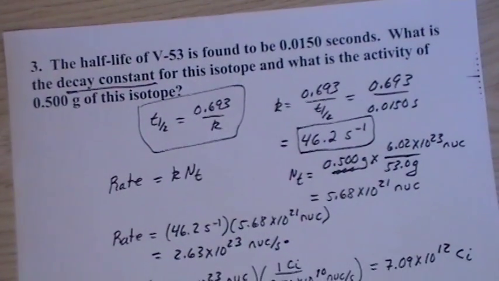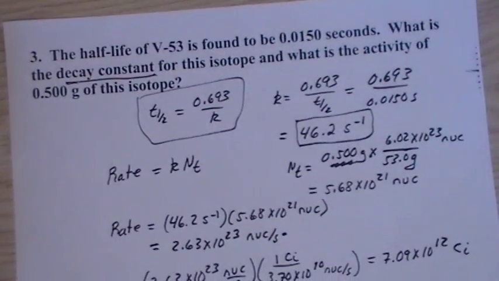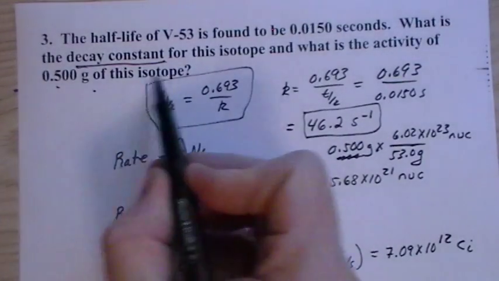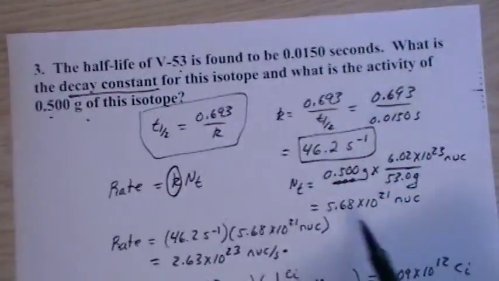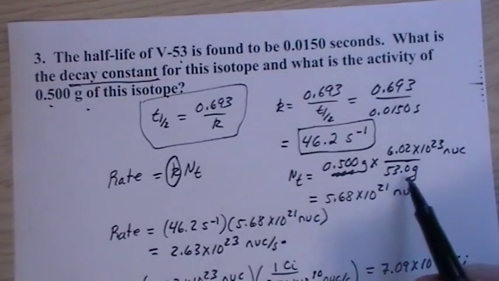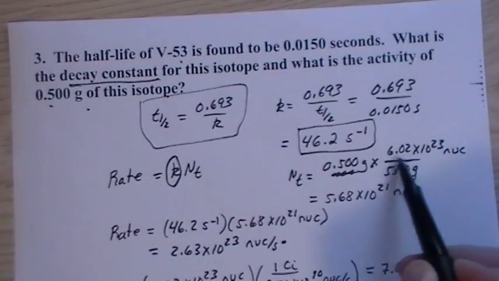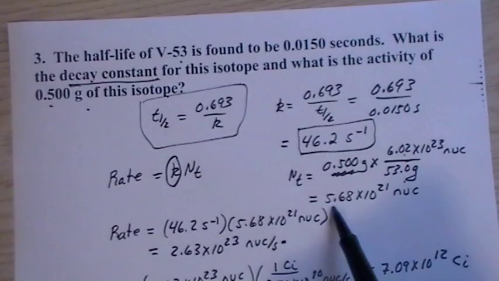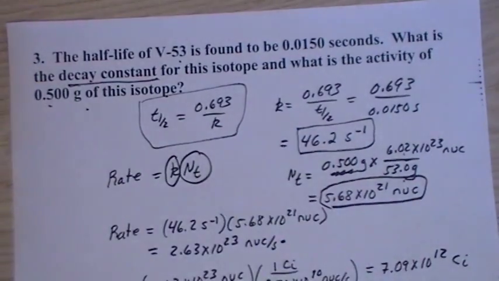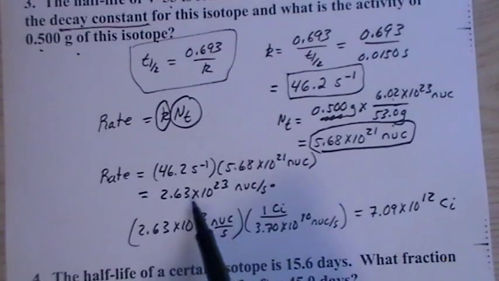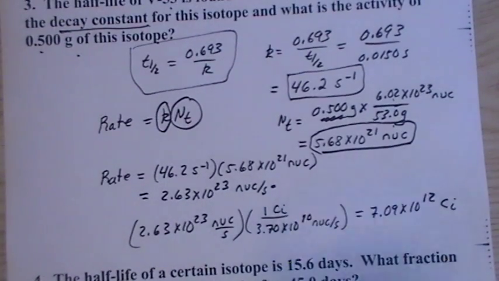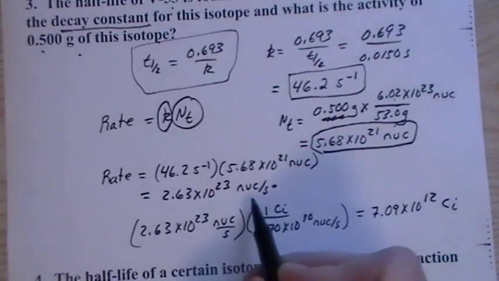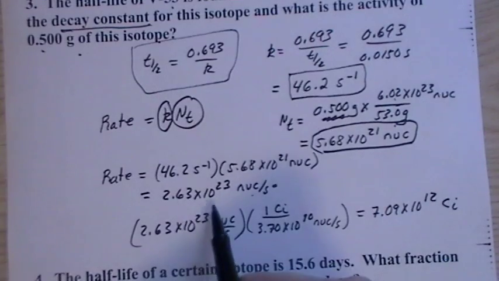Now they want the activity, so we need to find the rate first and then convert to Curies. Well, we know the K, so we know this guy now. They give us 0.5 grams of the isotope for vanadium-53. So you have to run through 0.5 grams, 53 grams per mole. 1 mole is 6.02 times 10 to the 23rd nuclei. So here's our nuclei, so that goes here. And then we convert to nuclei per second, say nukes per second, but it's really nuclear disintegrations per second. So you want to reduce this down to this form, just to save yourself some writing.